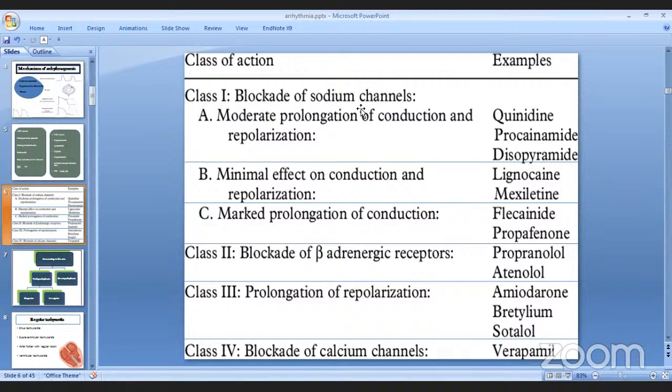When you block the sodium channels, because sodium channel block garnu bhane ke depolarization lai block garnu ho, right? When the sodium enters, it's going to depolarize the cells. So yo drugs haru ko mechanism of action ke garcha ta, prolongation of repolarization, conduction and repolarization, hey. And there is lidocaine and mexiletine. These drugs shorten repolarization, with minimal effect on conduction and repolarization. Then we have flecainide and propafenone, and it's a marked prolongation of conduction, hey. Conduction delay garera arrhythmogenesis huna bata roksa, hey.